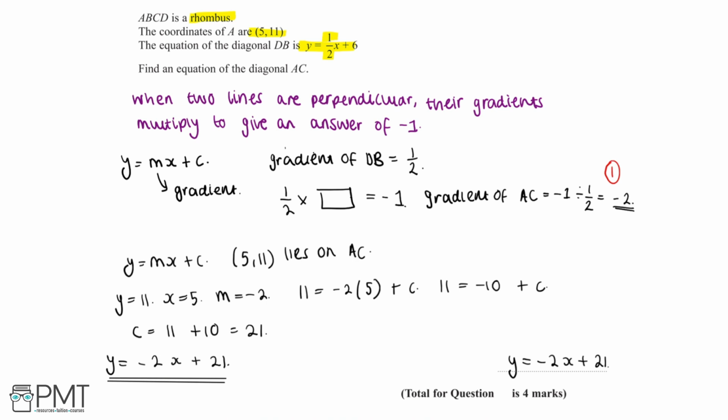The third mark is for substituting the values that we've been given for the coordinates of A into the formula y equals mx plus c, using the gradient that we calculated. So we showed that here. We said y equals 11, x equals 5, m equals -2, and we substituted this into the formula y equals mx plus c. And that fourth and final mark is for getting the answer of c equals 21 and finding the final equation for the diagonal AC, which is y equals -2x plus 21.